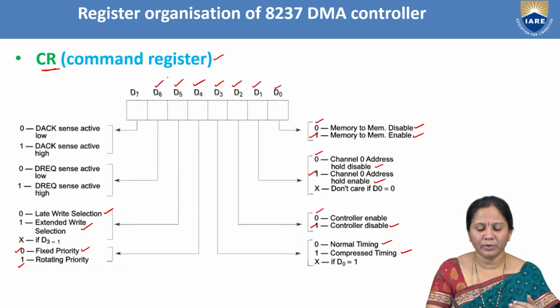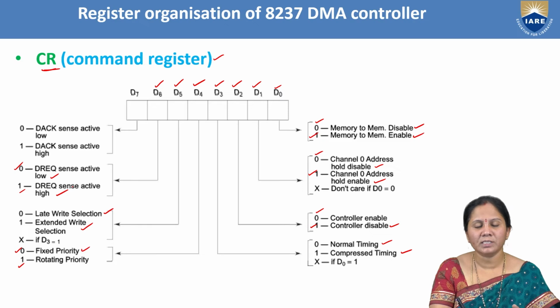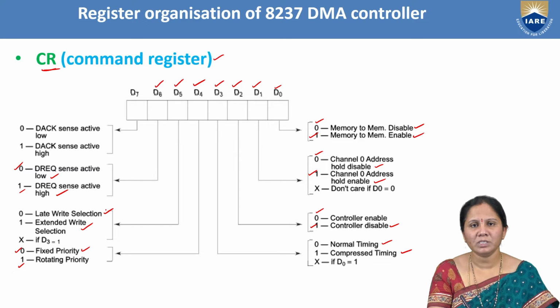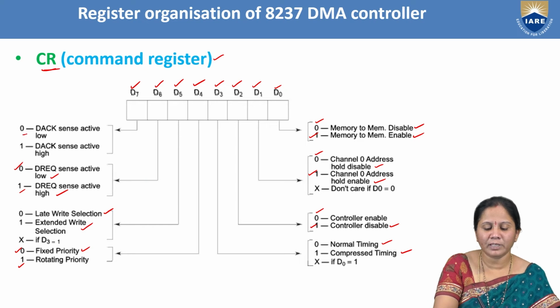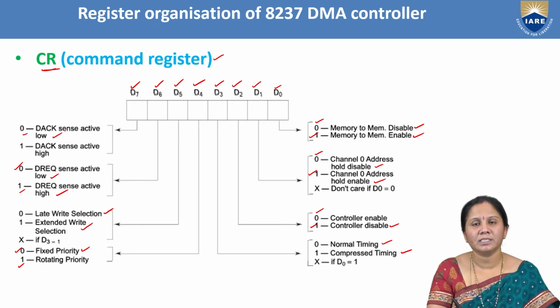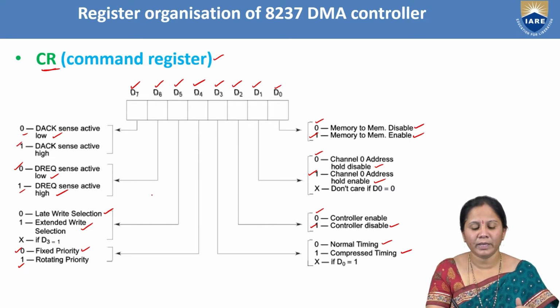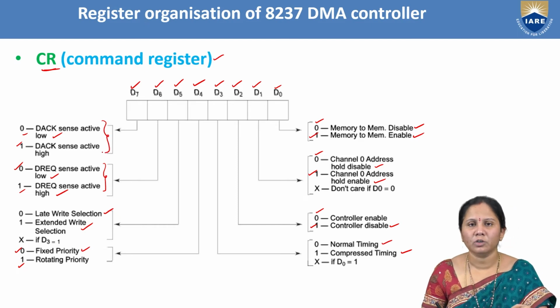And the D6 bit, if it is fixed to 0, DMA request sense will be active low. And if this D6 bit is fixed to 1, DMA request sense will be active high. And the next bit is D7. If this D7 bit is 0, DMA acknowledgement sense will be active low. If it is 1, DMA acknowledgement sense will be active high. So these two are related to the DMA request signals and those two are related to the DMA acknowledgement signals.